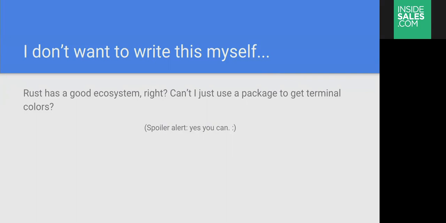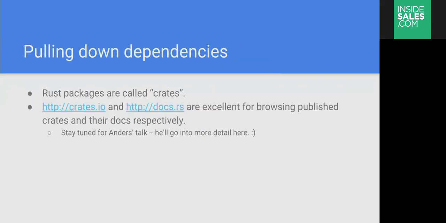So pulling down dependencies, Rust packages are called crates. For the few people here that aren't really familiar with it, the site that hosts the infrastructure for all of the public packages associated with Rust is called crates.io. And this originally started out as somebody doing this for fun, but somebody actually made a docs.rs website. And all it does is pull down all of the packages available in crates.io, and it builds the documentation for everything.